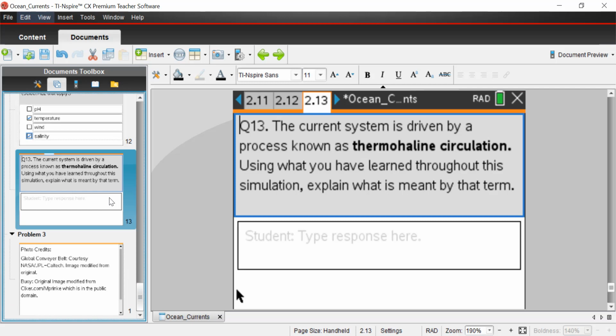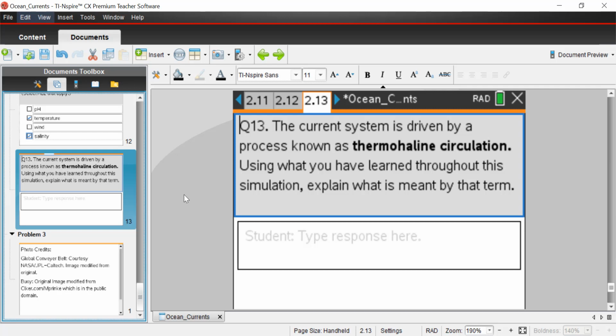Question 13. The current system is driven by a process known as thermohaline circulation. Basically the word haline means salt, and thermo obviously means temperature. So we're talking about temperature and salt, or thermohaline circulation. The presence of changing temperatures and changing densities of salt within the water cause this upwelling and downwelling process, which is helping to drive those deep ocean currents, the oceanic conveyor belt. So that's kind of cool. That's really what's going on there.